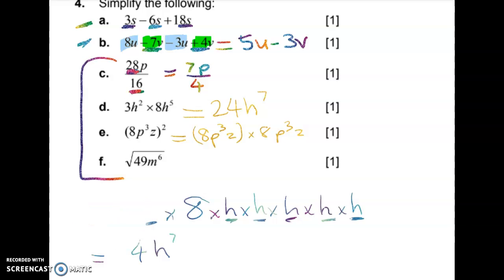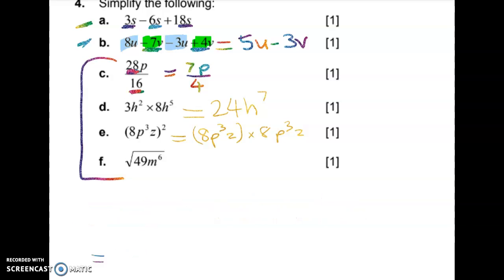Right, what can I do with this? Well, look at those numbers. I've got 8 times 8, that gives me 64. And I've got p cubed times p cubed, and we know from the one above that that means we can add the powers. So it's p to the power of 6. And then I've got z squared. So that was doing it, writing it out like this, and that was fine because we just had it squared.